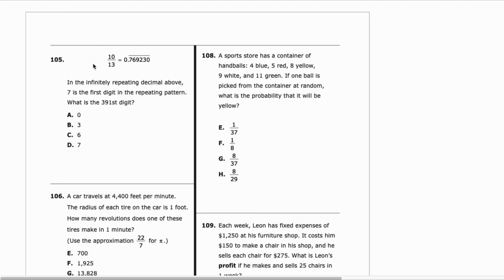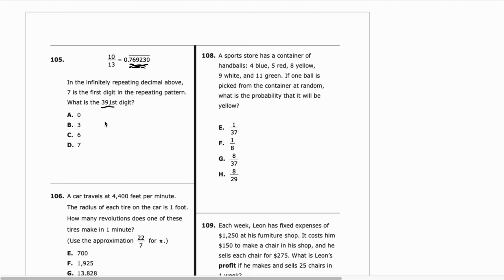So we have a fraction that corresponds to an infinitely repeating decimal, and we're told that 7 is the first digit in the repeating pattern, and we want to know what the 391st digit is. Okay, so it looks like basically these 6 digits are repeating. That's what's implied by this.